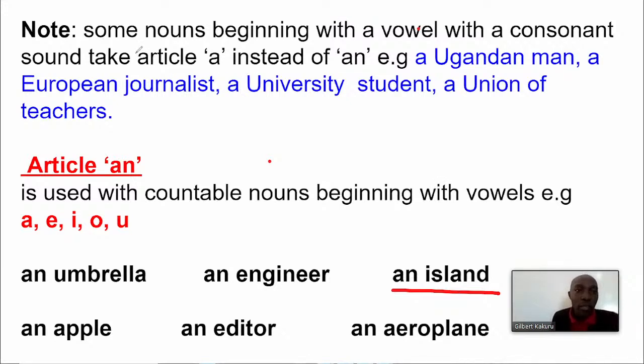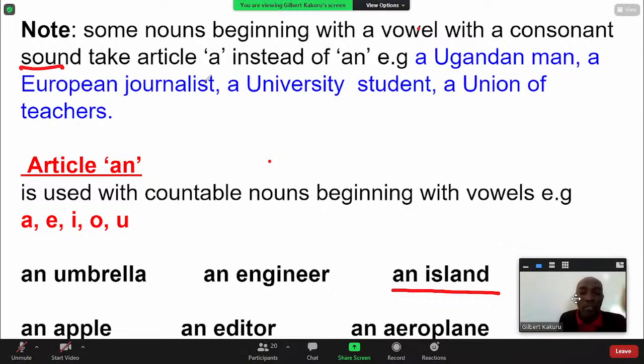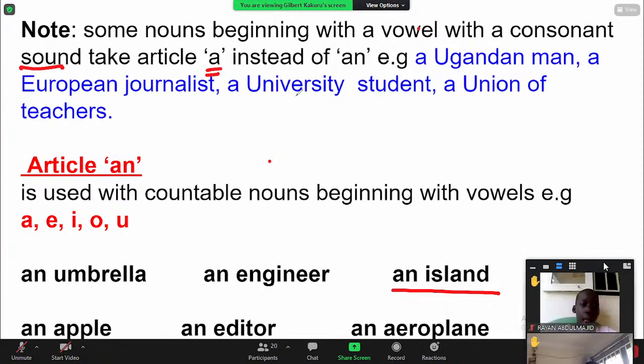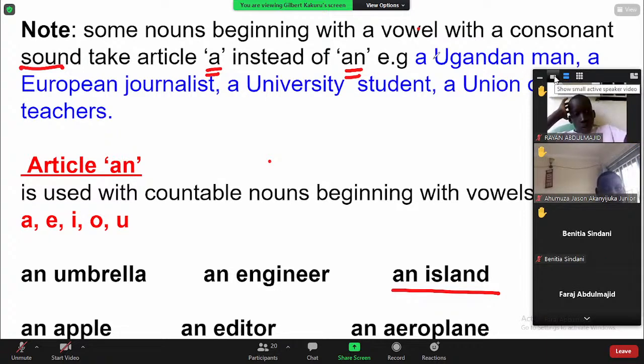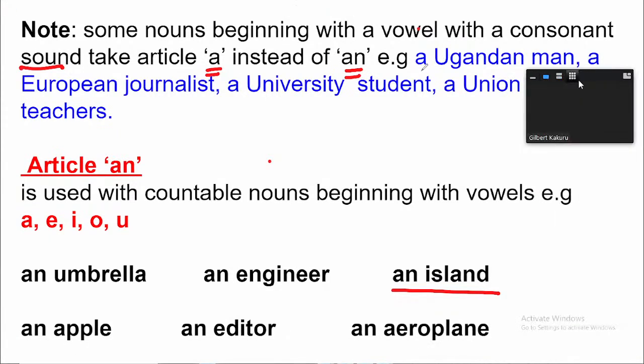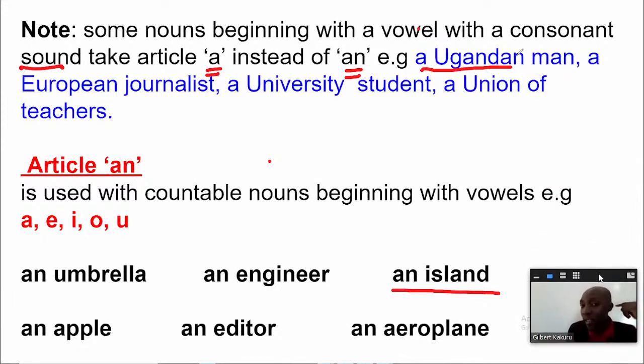Okay, we have these words which are exceptional. They have said some nouns beginning with a vowel with a consonant sound. It has to be with a consonant sound. They are beginning with vowels, but they have a consonant sound, so they take article a instead of article an. For example, a Ugandan man. It should have taken article an because it has a vowel, but because of the consonant sound, it takes article a. That's why you have a Ugandan man.